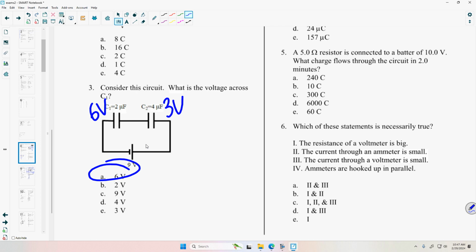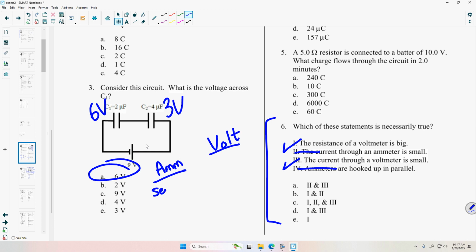I see one like that. You're going to see one like number 6. Let's just double check we know this. Is the resistance of a voltmeter big? It is. Is the current through an ammeter small? Not necessarily. Is the current through a voltmeter small? Yes, very good. And ammeters, are they hooked up in parallel? No, they're hooked up in series. Let me just summarize those things. For an ammeter and for a voltmeter, what we said was ammeters are hooked up in series, voltmeters are hooked up in parallel.